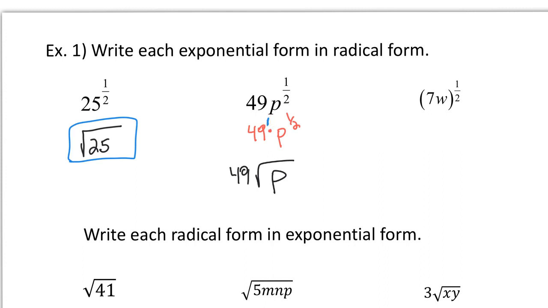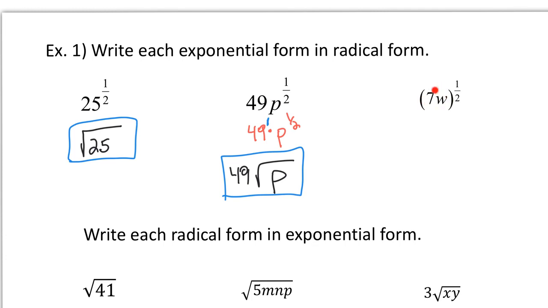So you don't need the radical around the 49. So this is your radical form. Now the next one is a little bit different because you guys have parentheses with the 7w inside. Notice the difference between this one, no parentheses, and this one with parentheses.